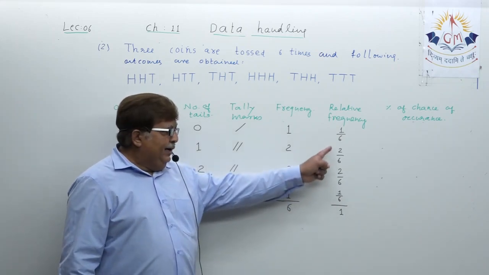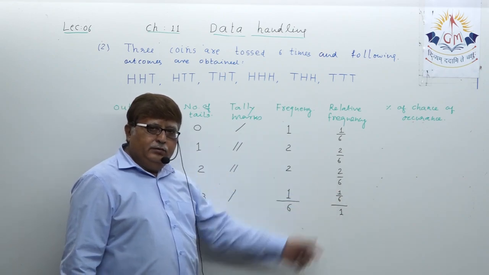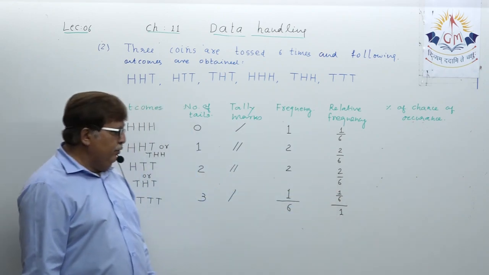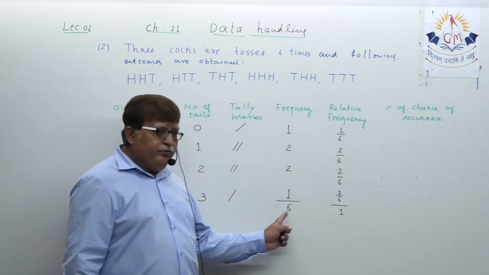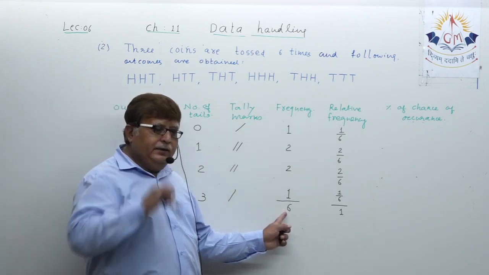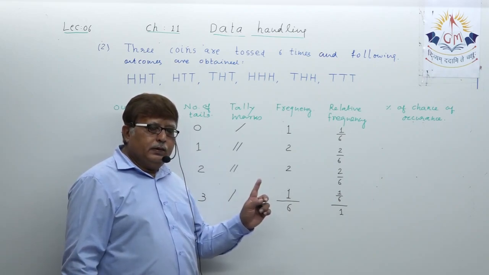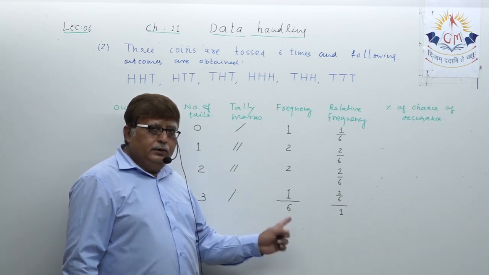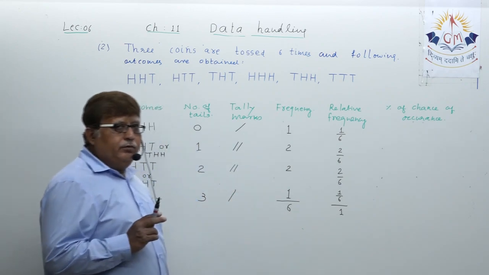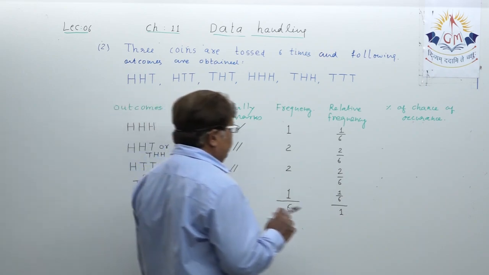That's why I am keeping this as it is and not cancelling, just to make it more sure in your mind. Understand? And this word I am speaking again and again: the total of all frequencies is always called the sample space.